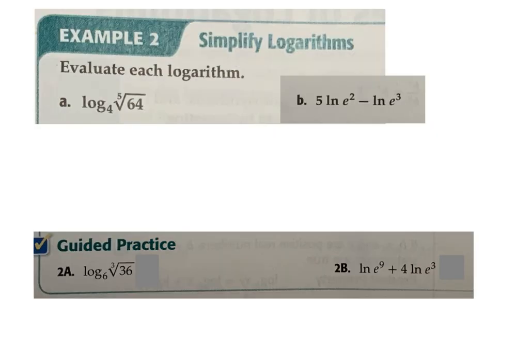So for this one, they have log base 4 of the 5th root of 64. So remember that roots can be rewritten as exponents, right? So 64 is to the first power. So I can rewrite this as log base 4 of 64 to the 1/5, right? 64 to the 1/5.